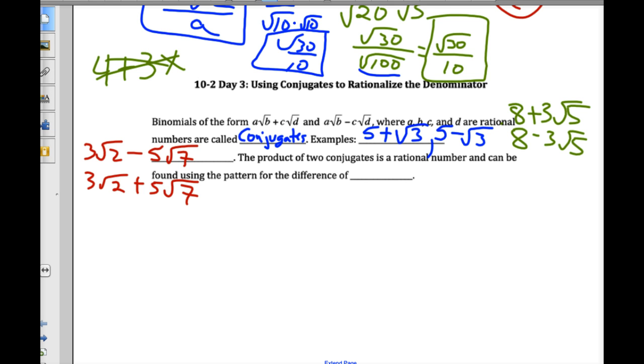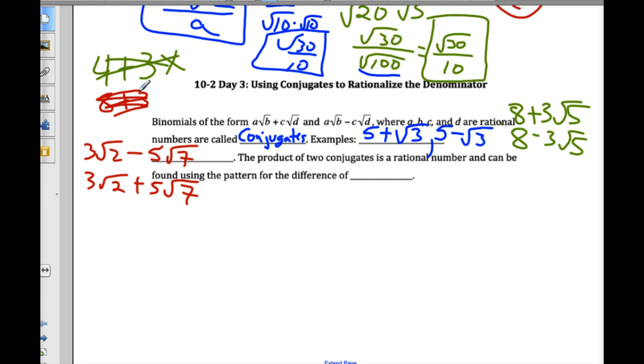Now we're going to do something with it, though. What if it was like 8 plus 3 minus 4? That's a trinomial. There's no conjugate of a trinomial. It's just binomials, which means it has to have 2 pieces. Does that make sense?